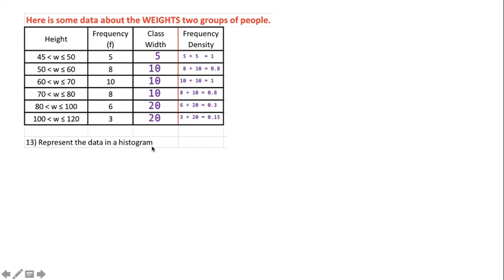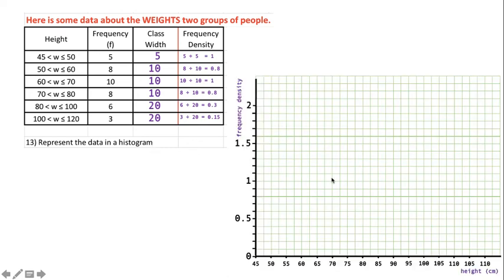So we're going to make our histogram now. It's going to have the weights along the bottom and the frequency density up the side. So these things that we just calculated, the heights of the bars, are called not the frequency, because the height isn't going to represent the frequency. They're called the frequency density.